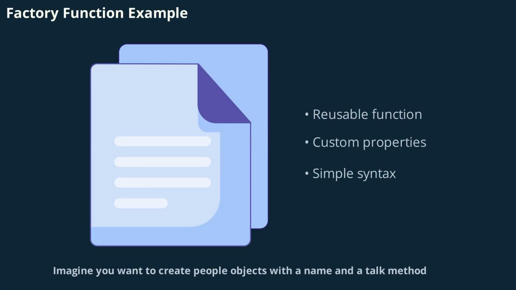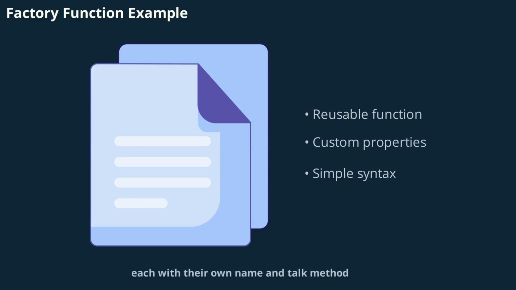Imagine you want to create people objects with a name and a talk method. The factory function takes a name as an argument and returns an object with a talk method that uses that name. For example, calling humanCreateFactory('Faris') gives you an object where talk returns, "Hello, I am Faris." You can create as many people as you like, each with their own name and talk method, just by calling the function with different names.